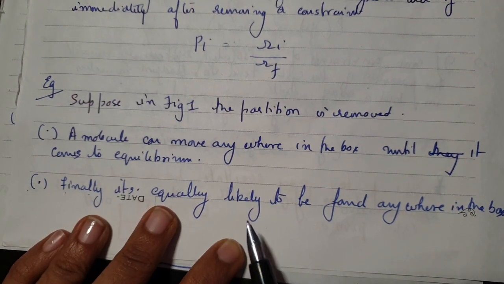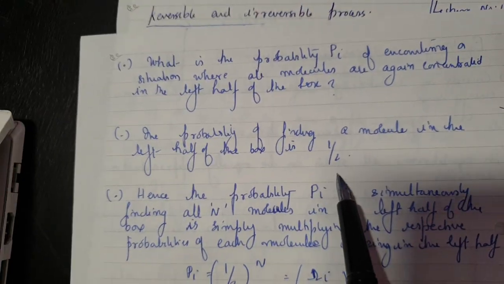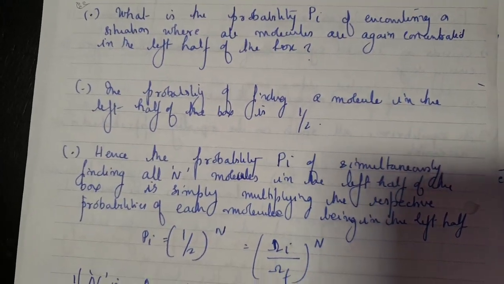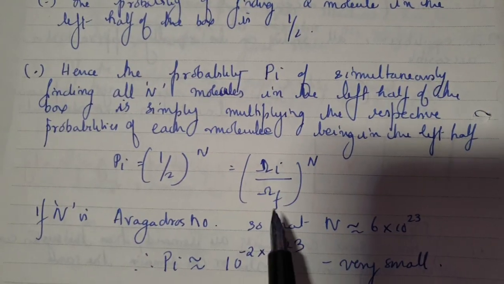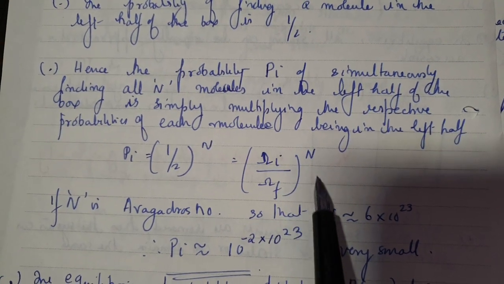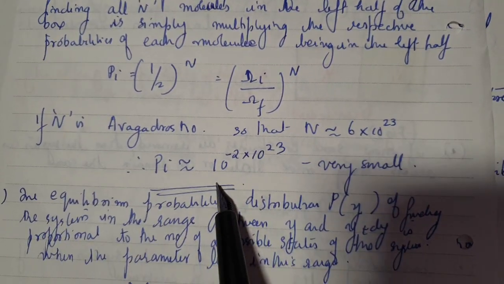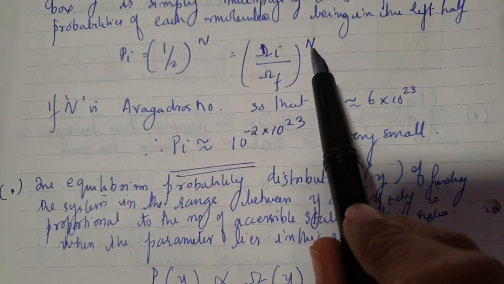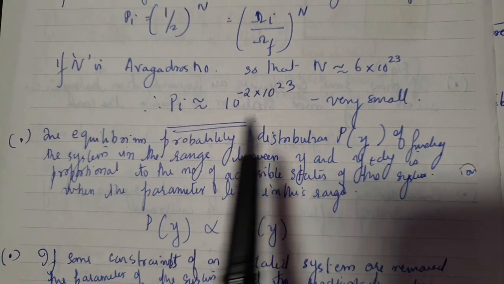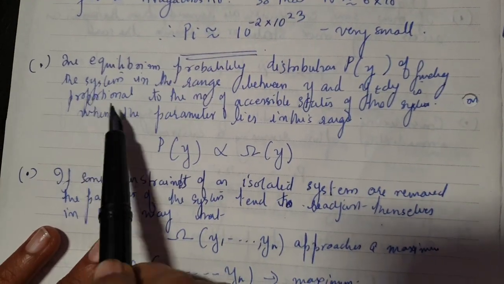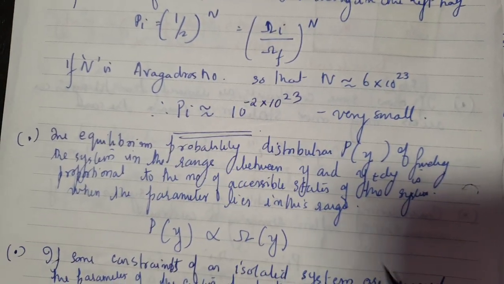Okay, so this is what I've written. The probability is becoming 1 by 2. Okay, so if you have n number of such molecules, then what happens? So this 1 by 2 whole raised to n. Okay, so omega i by omega f whole raised to n. So in case of a gas, this n will be, on average, Avogadro's number. So when you put this as half whole raised to Avogadro's number, you will get this. So the probability is very small that all the particles can be on any one side. This is how you calculate the probability.